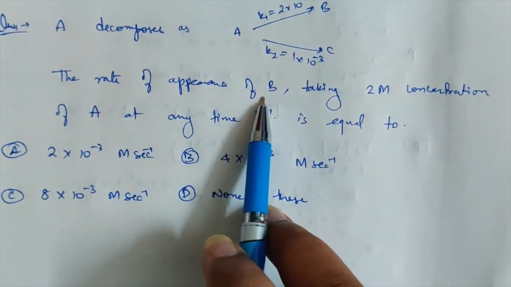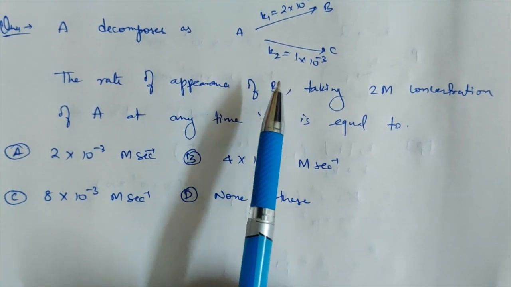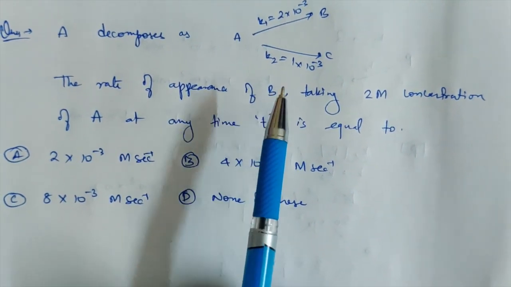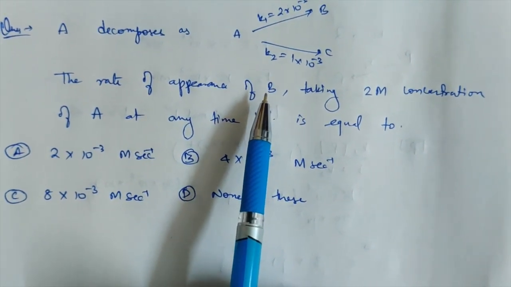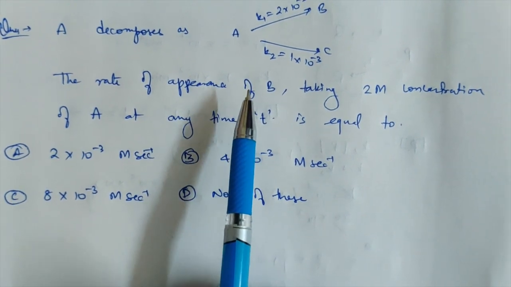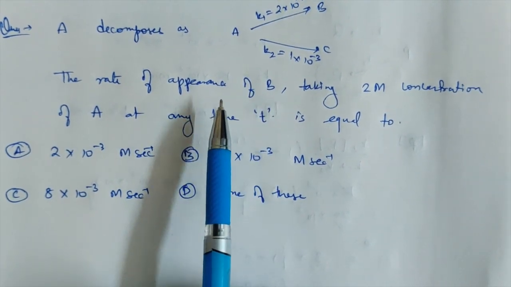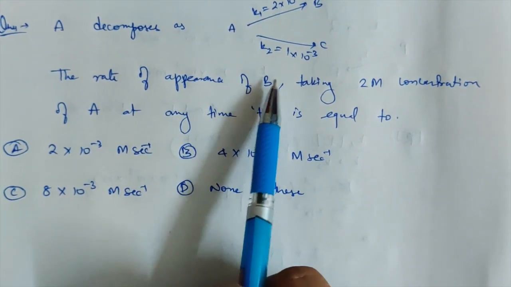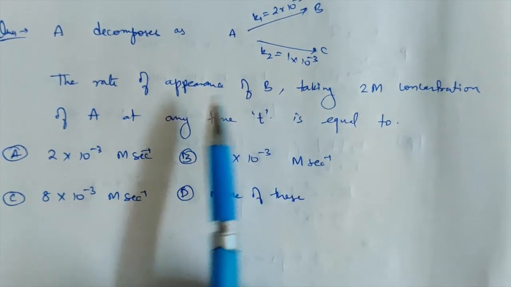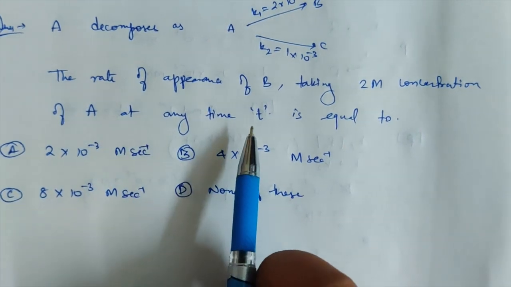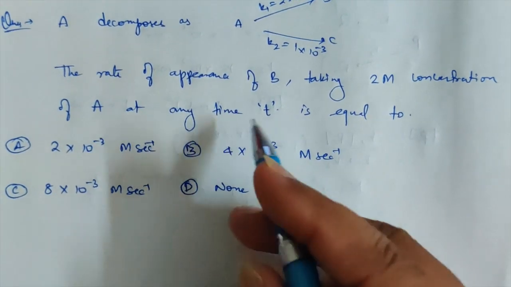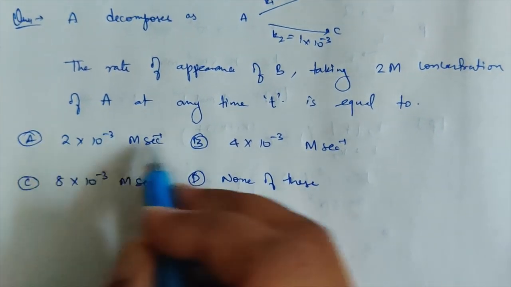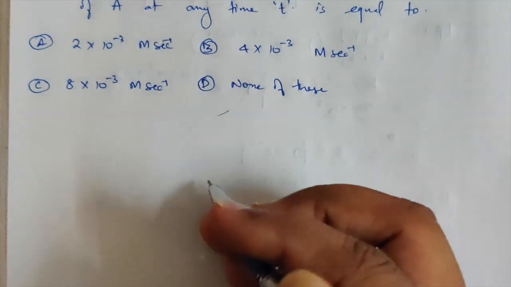What is the rate of appearance of B? They are not asking about the concentration of B, okay? So be very careful with the question, what they are asking and what you have to answer. Don't just go with the flow and try to read it out; be very attentive while reading the question. They are asking the rate of appearance of B, taking 2 molar concentration of A at any time t. When we solve this, we have 4 different options. So let's try to do it.